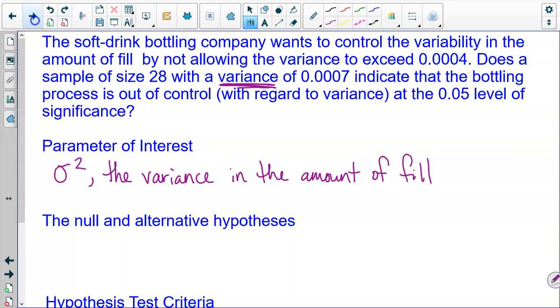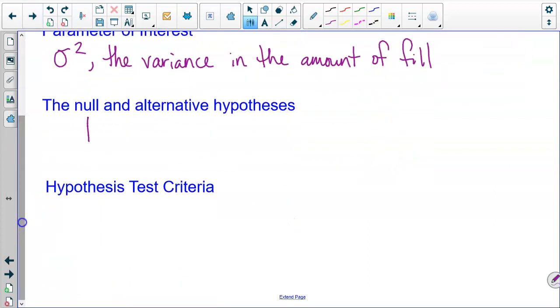So now we're going to state our null and alternative. So, time out. If your parameter of interest is sigma squared, automatically what goes in your null and alternate? Sigma squared. And the bottling company wants to see if it's out of control. Yeah, it doesn't say less than, it doesn't say greater than. It just wants to make sure it's not either of that. You know what I mean? They want to keep it around that same.